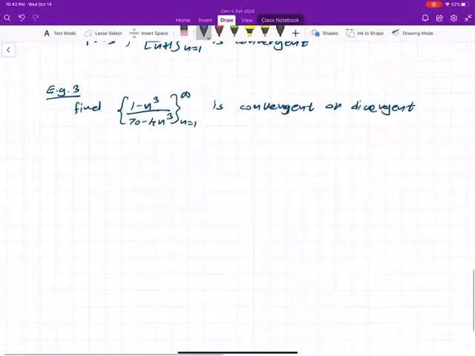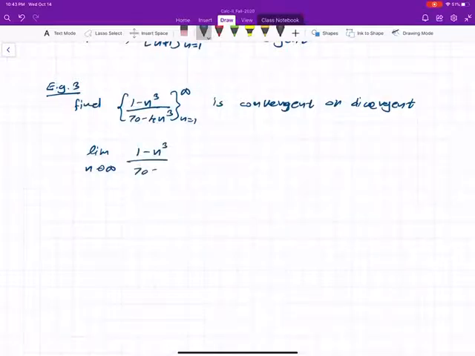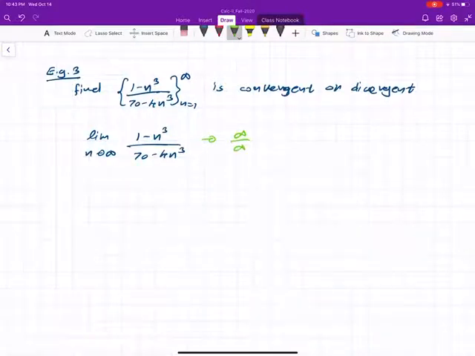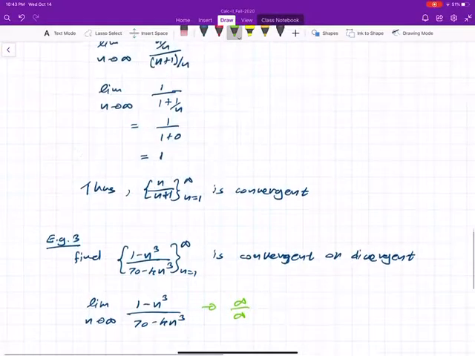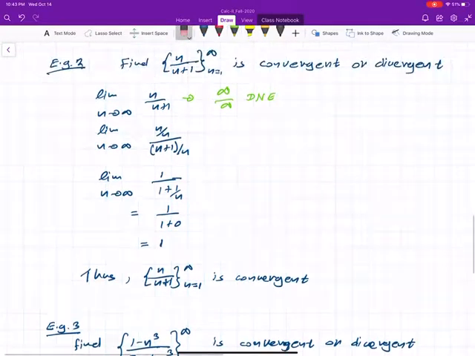Alright, so same thing you have to do. You have to get the limit of the nth term. So I write limit n goes to infinity, (1 minus n to the power 3) over (70 minus 4n to the power 3). First apply the limit and see whether you can get something other than an indeterminate form. It is infinity over infinity, which is indeterminate. Rather than writing does not exist, let me write indeterminate.